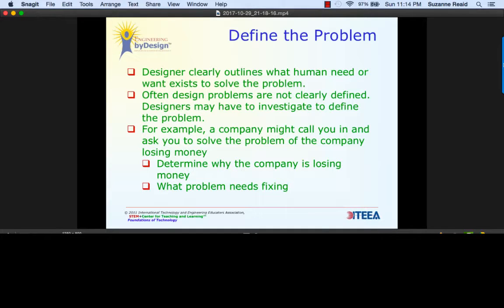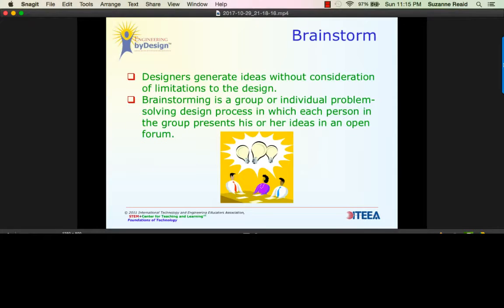When you define the problem, you are clearly outlining the human need or want that exists. For example, a company might call you in and ask you to solve the problem of the company losing money. You determine why the company is losing money and what problem needs to be fixed. This is where more than one person is involved.